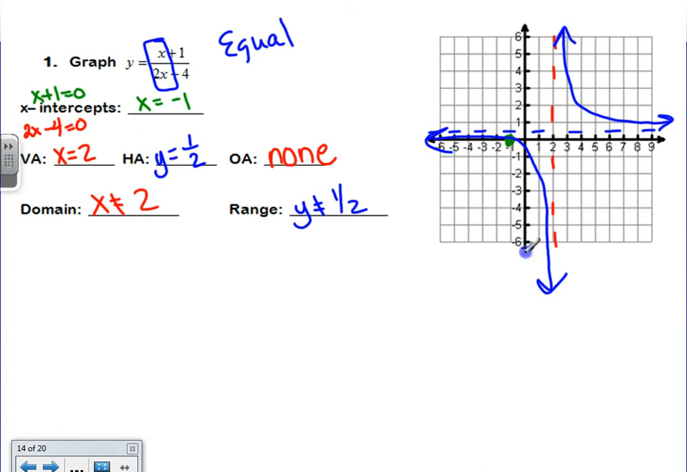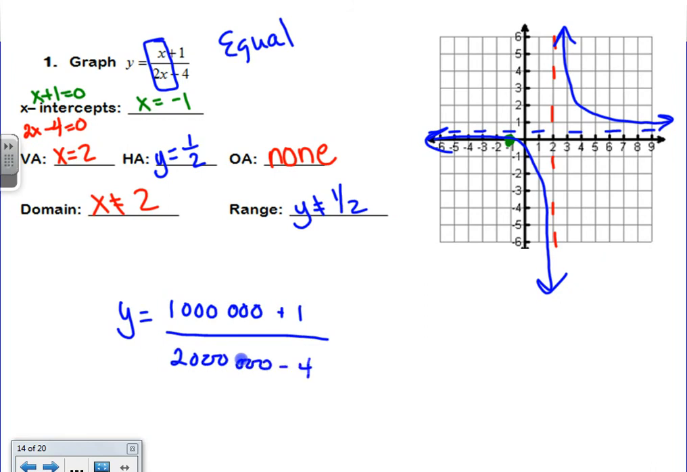The horizontal asymptote is really a question about end behavior. So what is your y value approaching if you were to put in really, really, really huge or really, really, really small numbers? So if I was to put in gigantic numbers for x, let's say 1,000,000. If I put in 1,000,000 right here and 1,000,000 right there, I would get y equals 1,000,000 plus 1. And then 2 times 1,000,000 would be 2,000,000 minus 4. Now I just randomly chose 1,000,000, but I could have gone bigger.